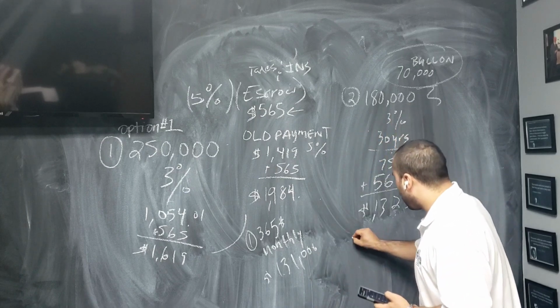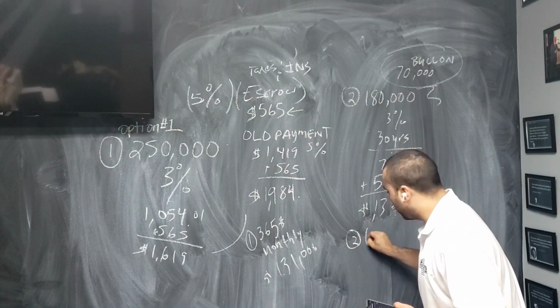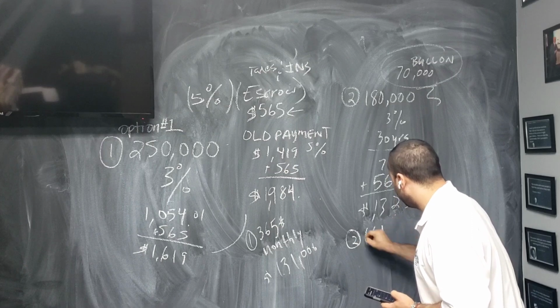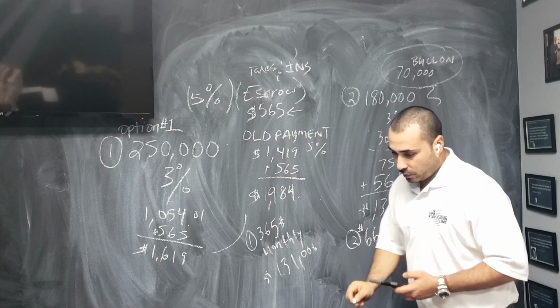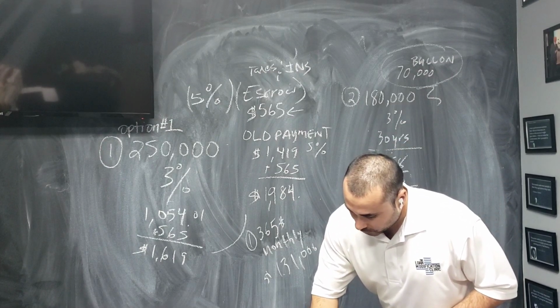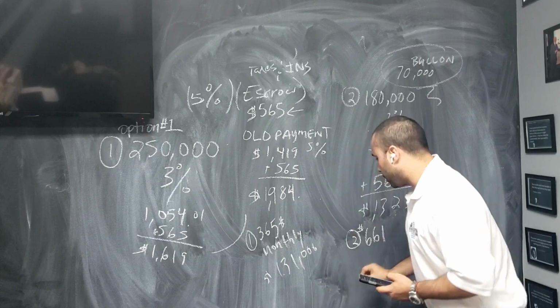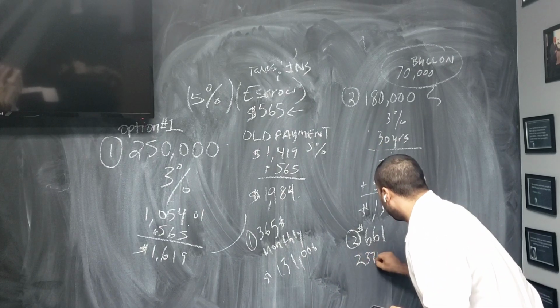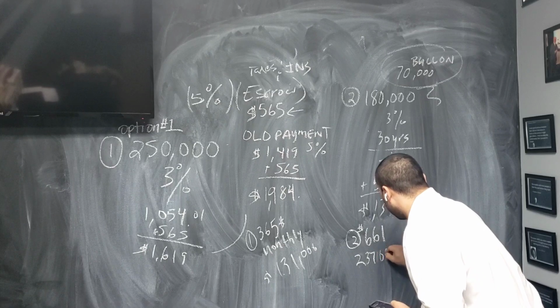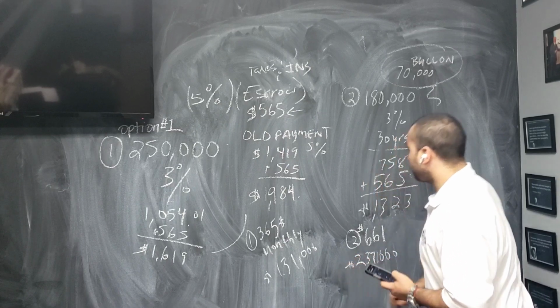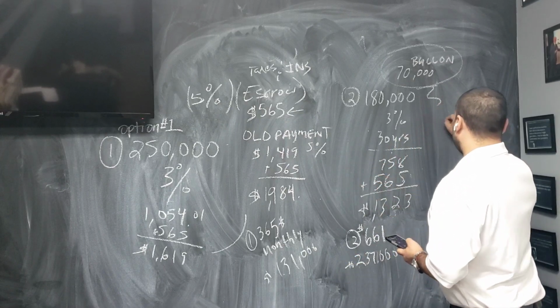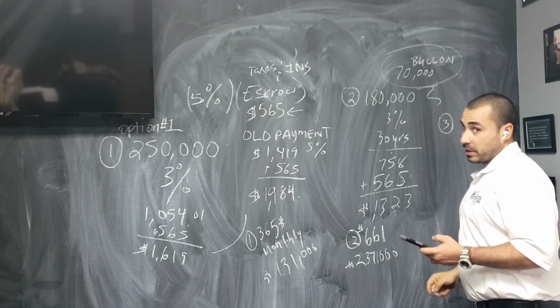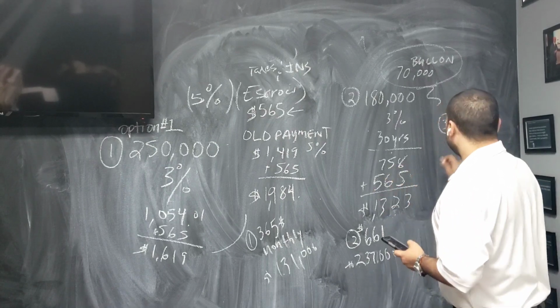You're going to save, option number 2, $661 a month, monthly. Okay, so if you do 661 times 12 times 30 years, you're talking about $237,000 in savings. Okay, and what does option number 3 look like? Option number 3 looks like this, which is the best option.